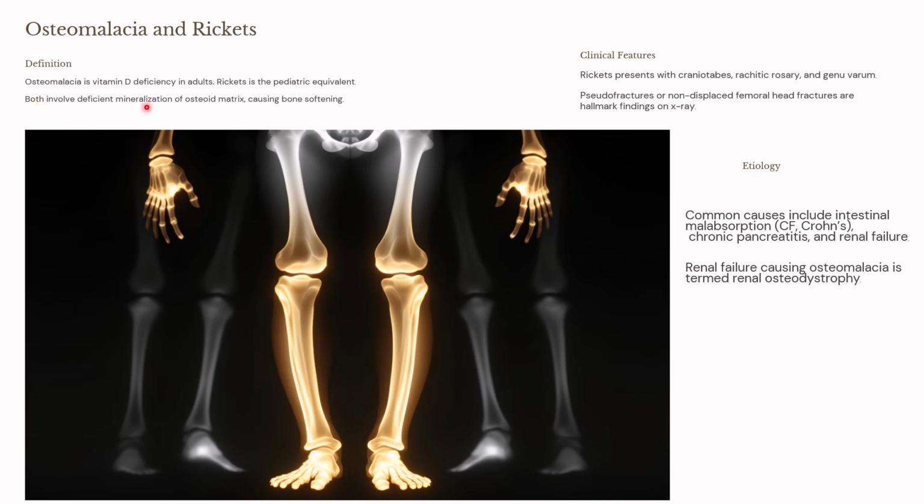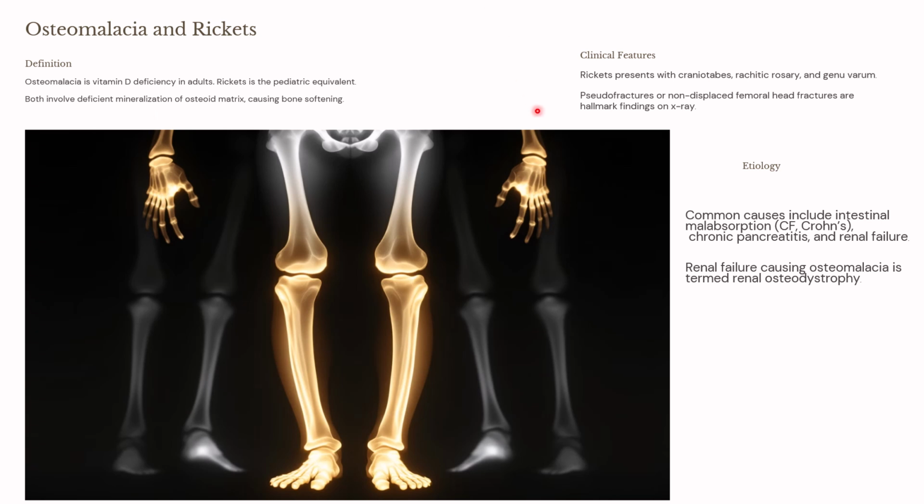In osteomalacia and rickets, there is vitamin D deficiency. Osteomalacia is in adults and rickets is the pediatric equivalent. Vitamin D is necessary for the mineralization of osteoid matrix. That is, osteoid matrix is unmineralized. So, osteoid matrix has to be mineralized into hydroxyapatite crystals. So, for that mineralization, vitamin D is necessary.